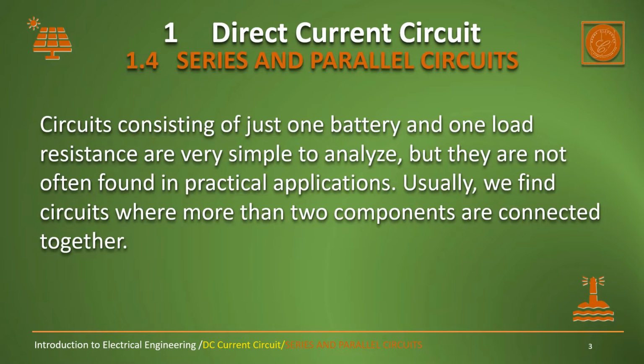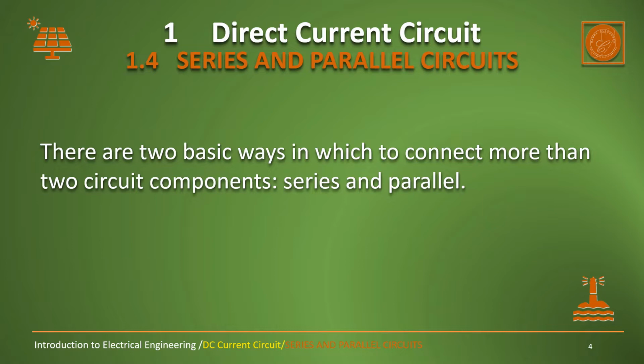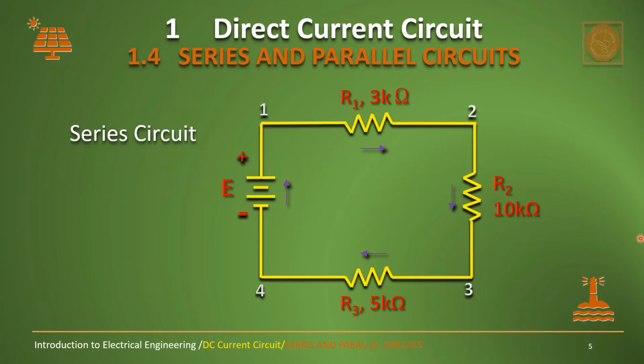Circuits consisting of just one battery and one load resistance are very simple to analyze, but they are not often found in practical applications. Usually, we find circuits where more than two components are connected together. There are two basic ways in which to connect more than two circuit components, series and parallel. First, an example of a series circuit.